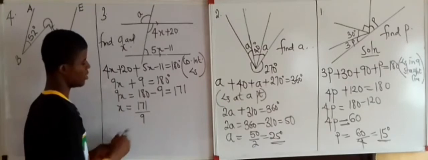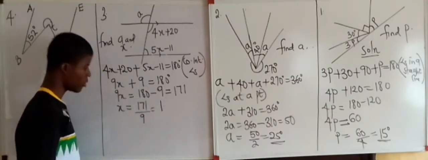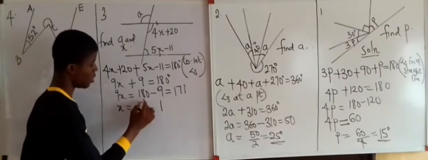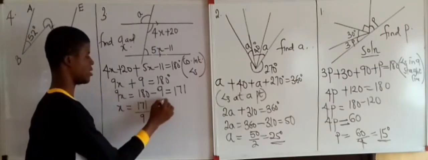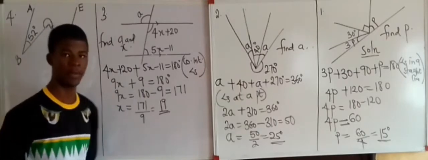17 divided by 9 is just, if you go once, remaining 8. Add that 8 to this one, I have 81. So 81 divided by 9 is what? It's 9. So the answer is 19. So 171 divided by 9 is what?